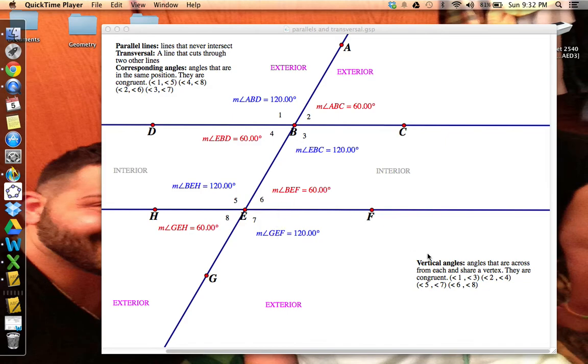So what we got here today are vertical angles and corresponding angles that are formed by two parallel lines that were cut by a transversal. Make sure you have this in your notebooks.